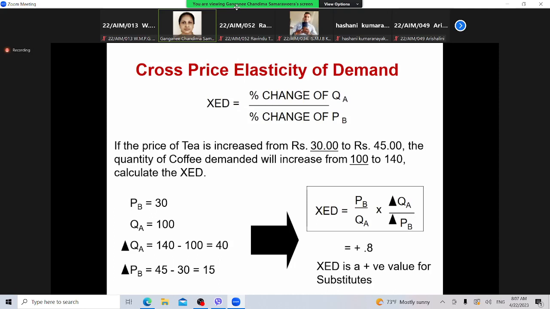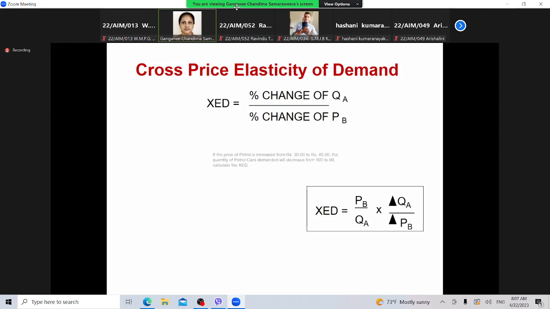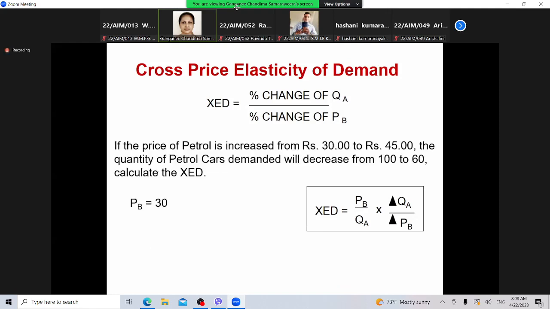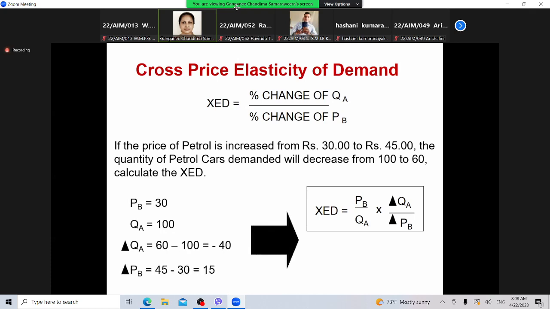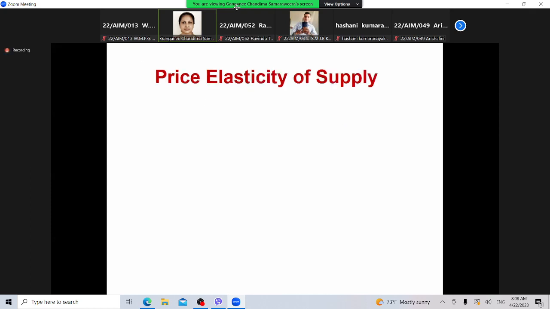Okay, there are many examples you can write for substitutes. Butter and cheese, or butter and margarine, same taste. Or this type of substitutes, we can use this instead of this. Okay, so it is a positive value for substitutes, but when it comes to your calculation, the value comes as negative, obviously, when you are discussing complementary goods.